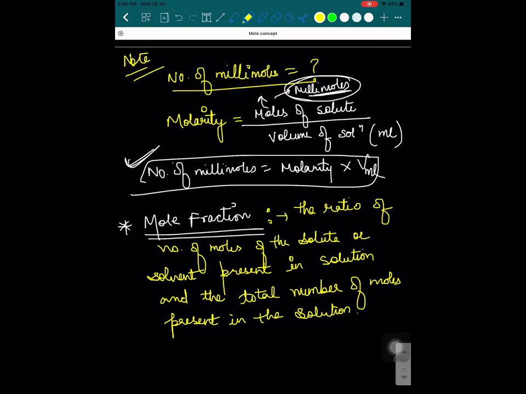Nothing to do with the definition. I will give you the formula that you have to apply. And first write it down. Mole fraction is represented by chi. I will write it down. Wait for a minute. First write down this particular definition.